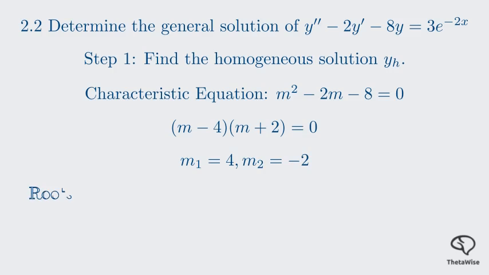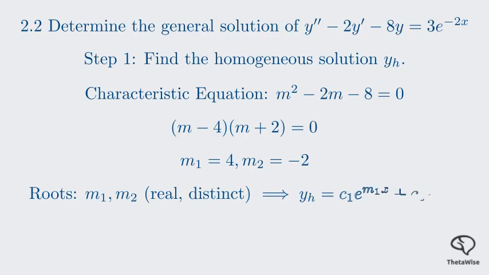When you have two real, distinct roots, the homogeneous solution is of the form yh equals c1 times e to the m1x plus c2 times e to the m2x. So, for our equation, the homogeneous solution is y equals c1e to the 4x plus c2e to the negative 2x.